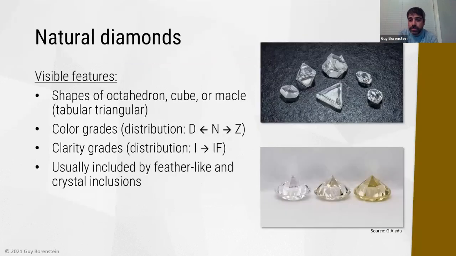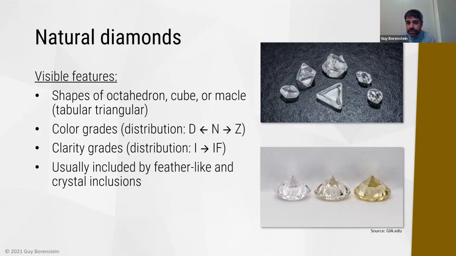If we are looking at the visible features, we see that usually they are being created in 4 shapes: octahedron, cube, mackel, which is a kind of tabular triangular. You can see on the image on the right, the one at the center is the mackel. And also we have the case of water pebbles, something that was already worn and got more a shape of a sphere.